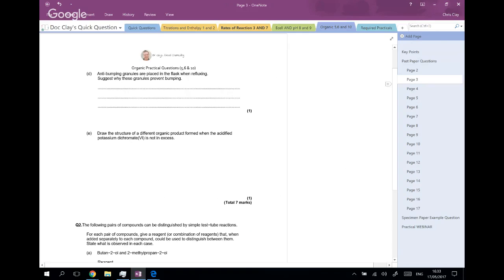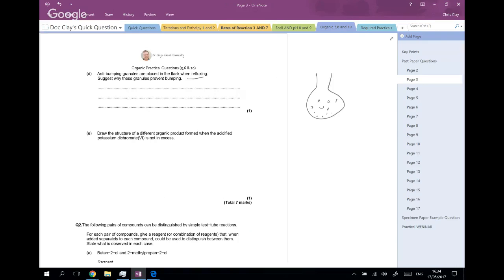Anti-bumping granules: why do we add these? We've talked about that already, particularly when refluxing. The real reason behind it is, if you don't have bumping granules in there, you end up with large bubbles which overboil. Bubbles occur at what are called nucleation sites, and by adding the anti-bumping granules in, you add lots of nucleation sites. So this actually makes smaller bubbles. That just looks like a person now, so I'll add in some more bubbles. Create smaller bubbles and, importantly, stops the overboiling.